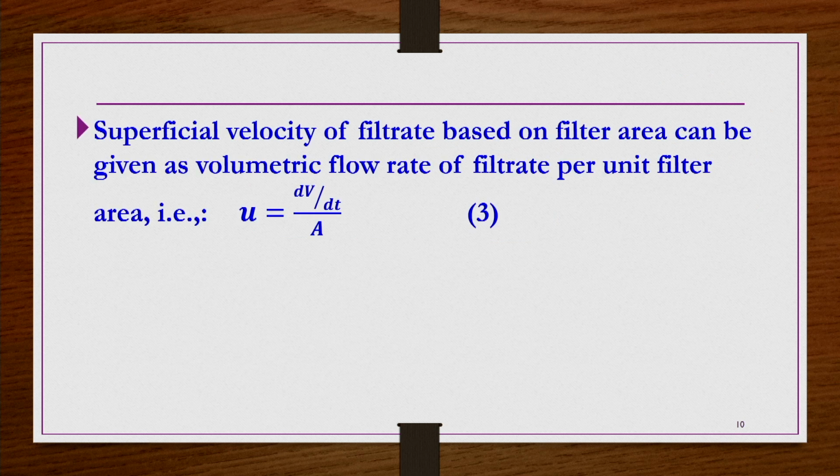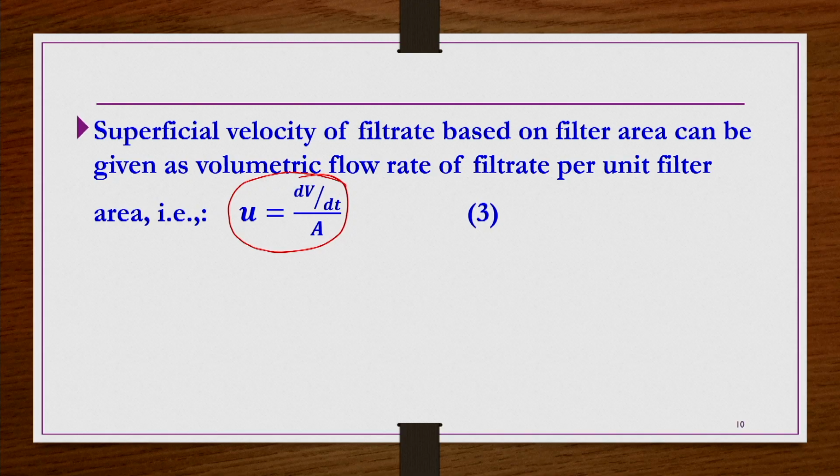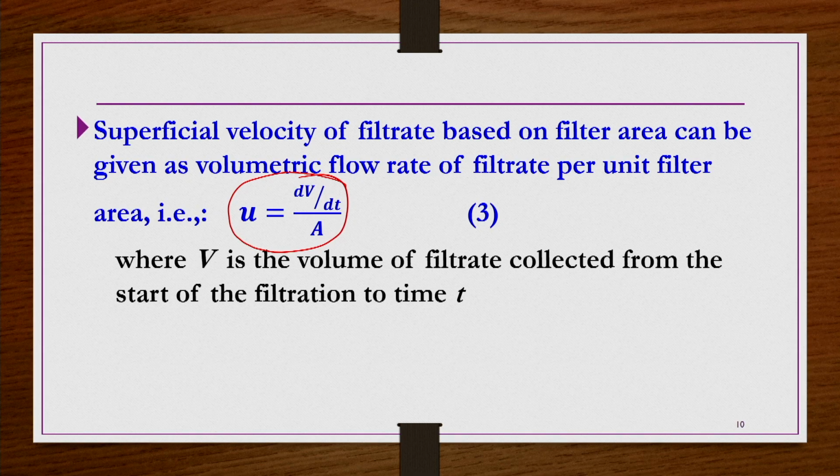Superficial velocity of filtrate based on filter area can be given as the volumetric flow rate of filtrate per unit filter area. So now the so-called time factor comes into the picture in this pressure drop equation. That is, u equals dV by dt by A. dV by dt is the volumetric flow rate of filtrate, and you divide it by the filter medium area which is exposed for filtration, then you get the superficial velocity of the filtrate. Now if you substitute this in that equation 2, you will get a different equation.